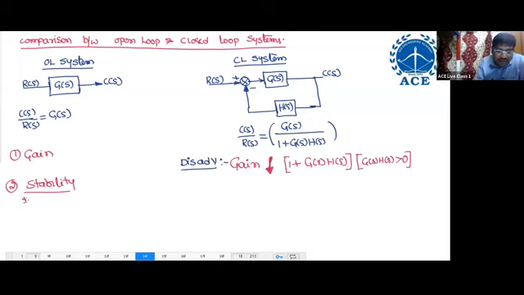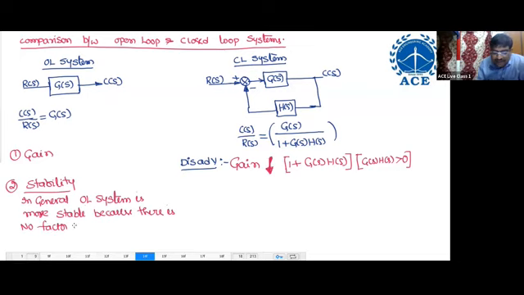In general, the open loop system is more stable, because there is no factor to affect open loop stability.